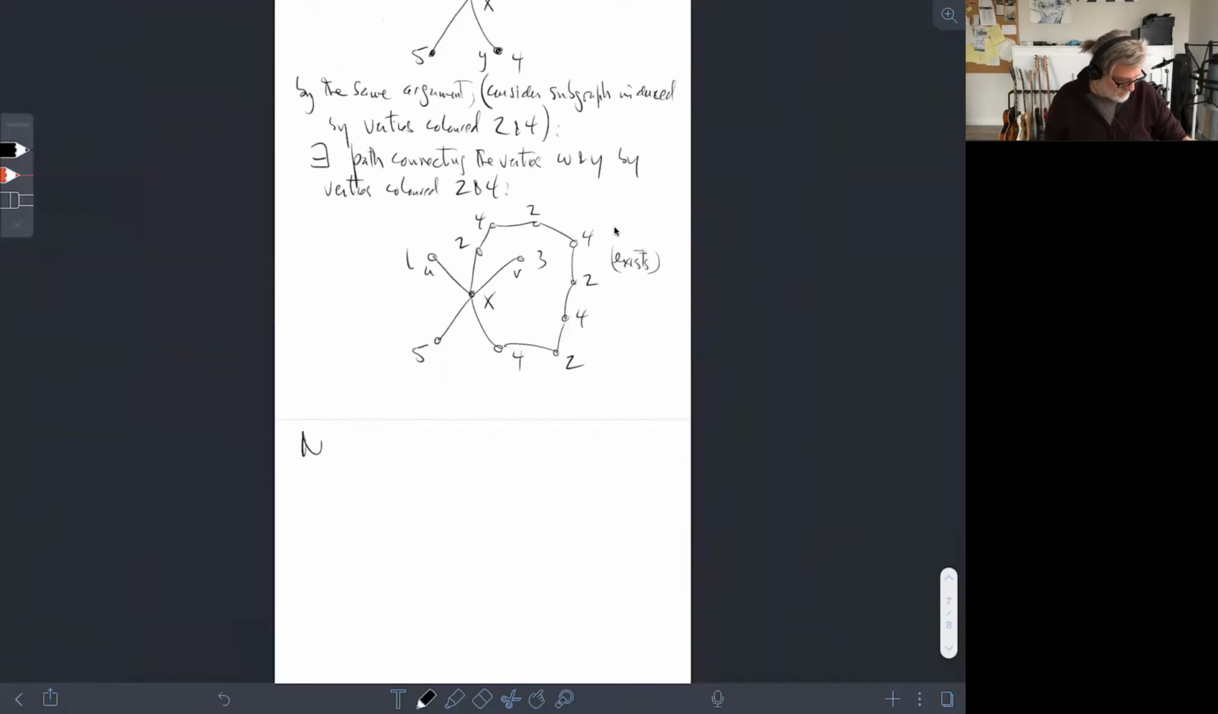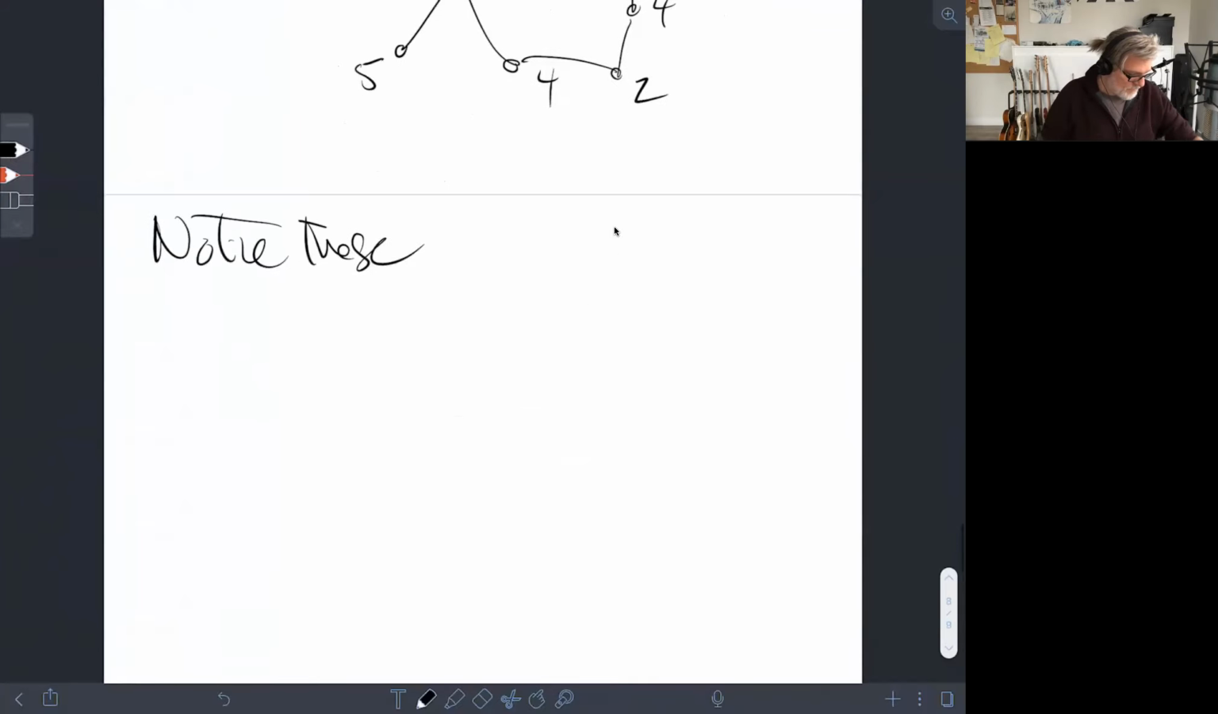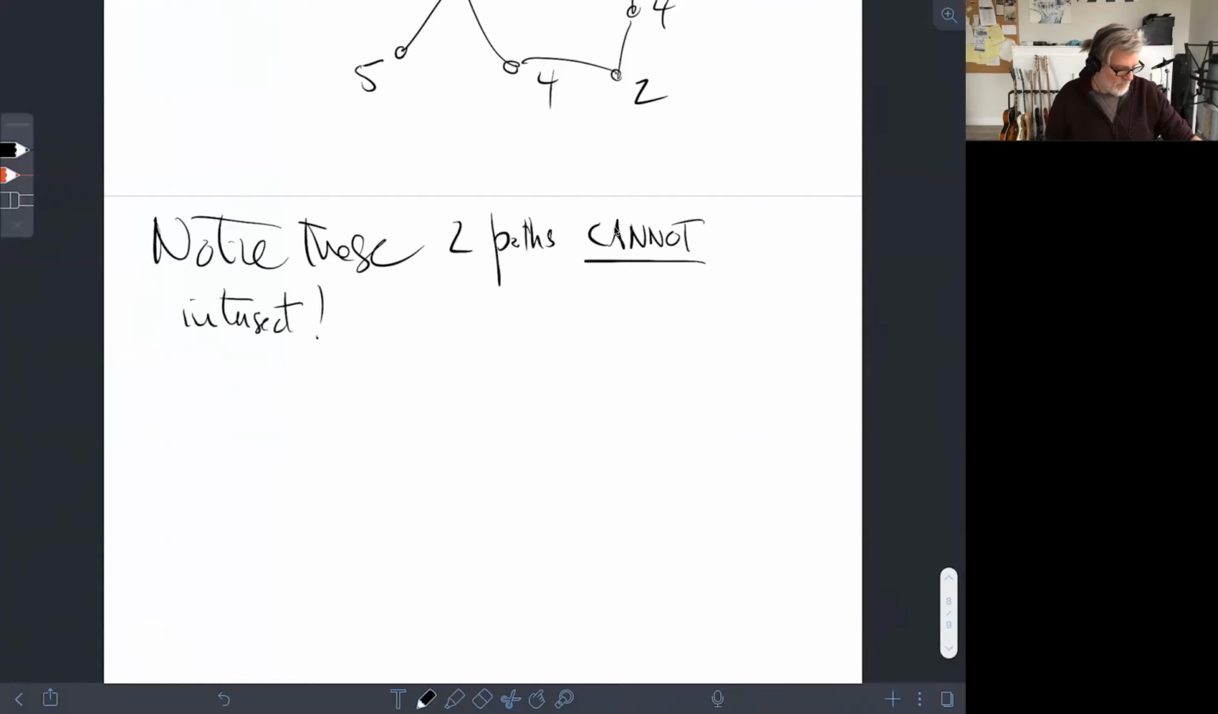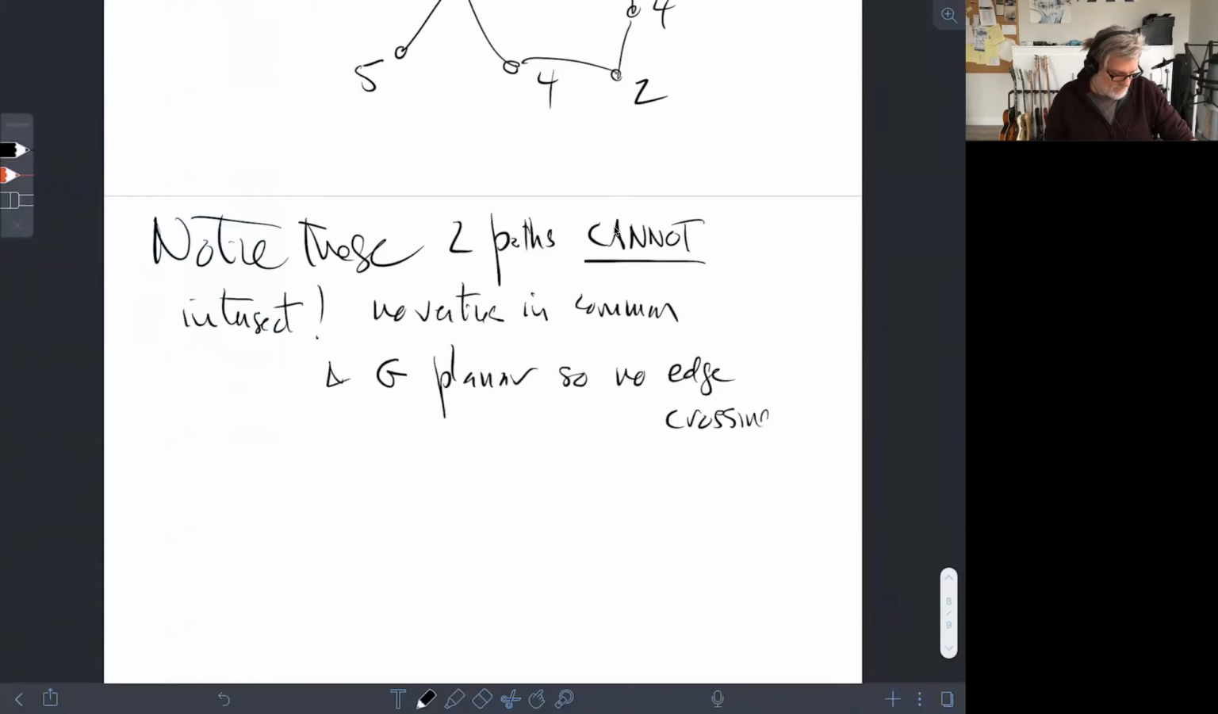Okay. So notice these two paths cannot intersect, right? They have no vertices in common, which would be the only way they could actually meet. And G is planar, so no edge crossings. So that's the final contradiction. It's not possible.